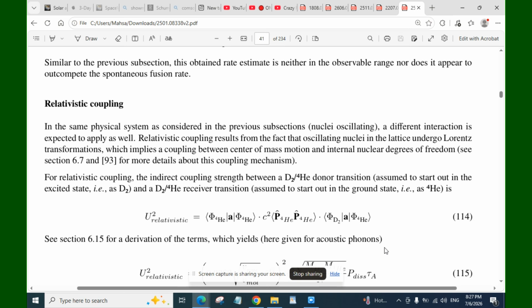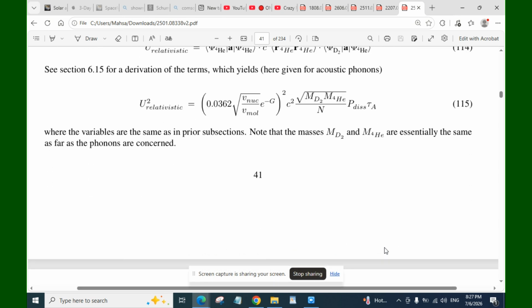For example, as helium-4, u relativistic squared is equal to phi helium-4 absolute of phi helium-4 multiplied by c squared, pi helium-4 multiplied by pi helium-4 multiplied by phi deuterium absolute of phi 4. See section 6.15 for the derivation of the terms, which yields the expression here given for acoustic phonons.